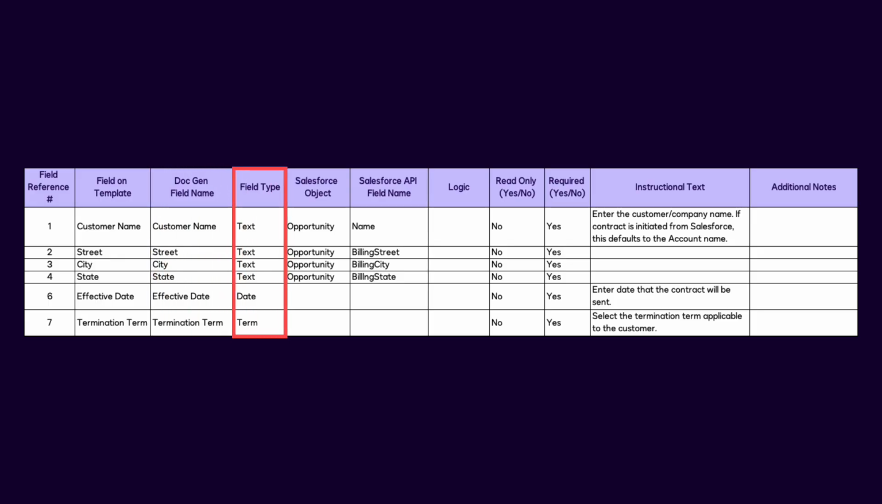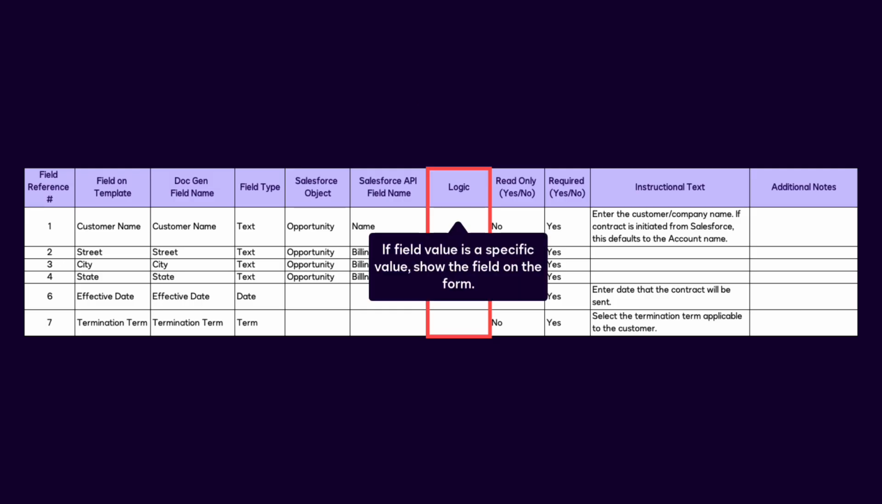Indicate the document generation form field type. If the template will be used in Salesforce, indicate the Salesforce object where the corresponding Salesforce field resides. Indicate the Salesforce API field name for fields that will pull their values from Salesforce. Use the logic column to describe a specific field behavior based on certain conditions. For example, if a field is equal to a specific value, show the field on the form, or if field is not equal to a specific value, do not show this field or section on the form.